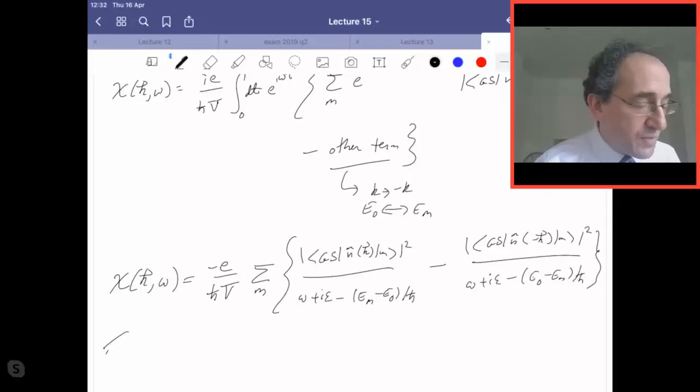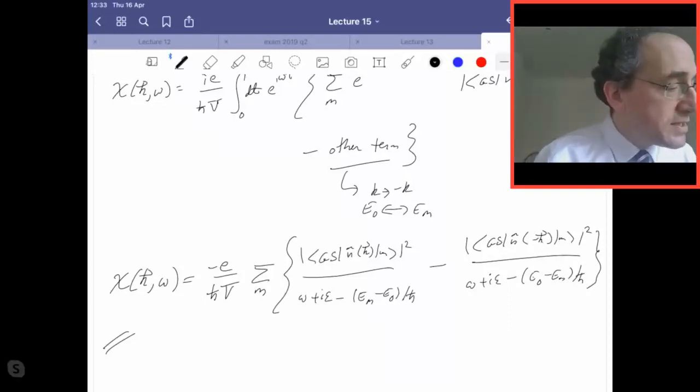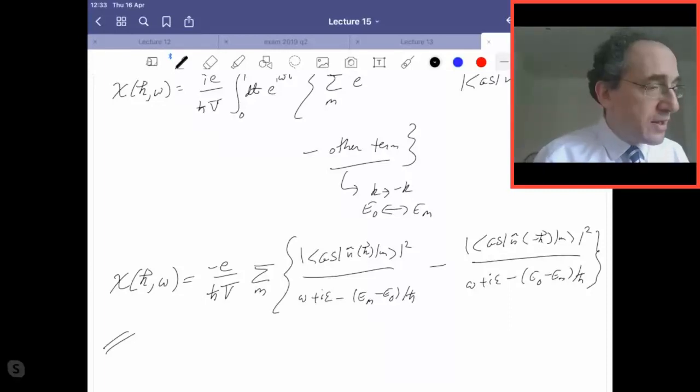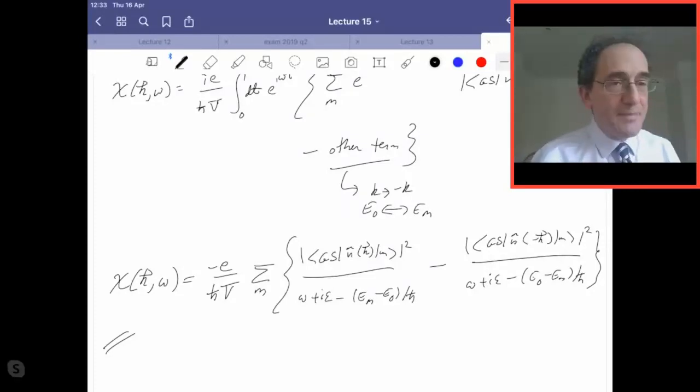What we're going to do next is apply it to some systems of interest, and we'll go from there. But I think maybe this lecture has gone on long enough, so we'll stop the lecture here and pick up from this formula next time. See you then.